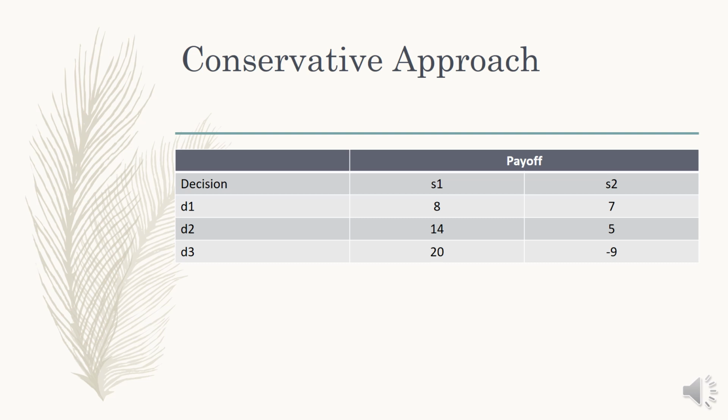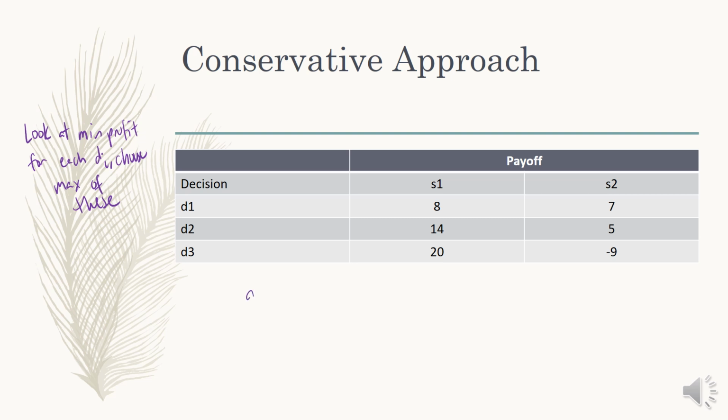We also have the conservative approach. For the conservative approach, what you want to do is look at the minimum profit for each decision, then choose the largest one. So you want to look at the minimum profit for each, I'll call it D sub i, so each of your decisions, and then choose the max of those. That's called the conservative approach.